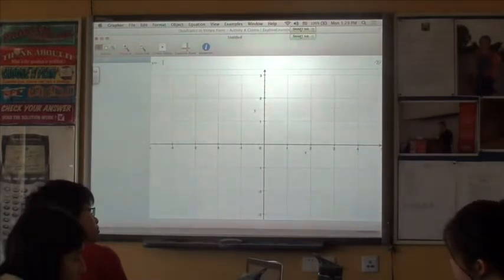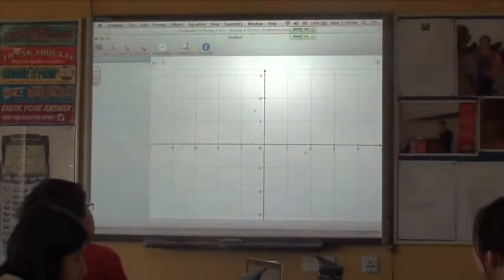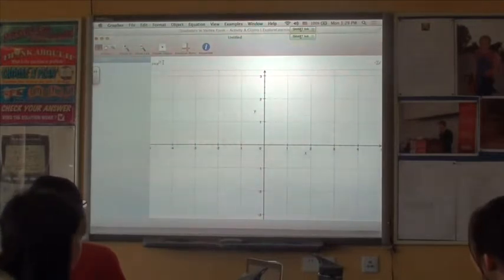Let's graph the basic parabola. What is your basic parabola? X squared. How do you do squared? Good job. Caret key, shift 6, enter the 2 that gives you the squared.